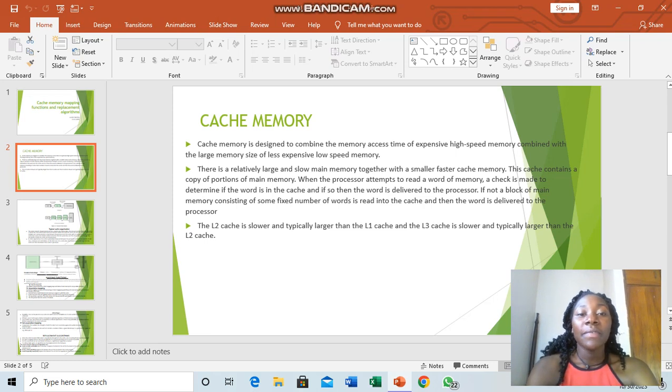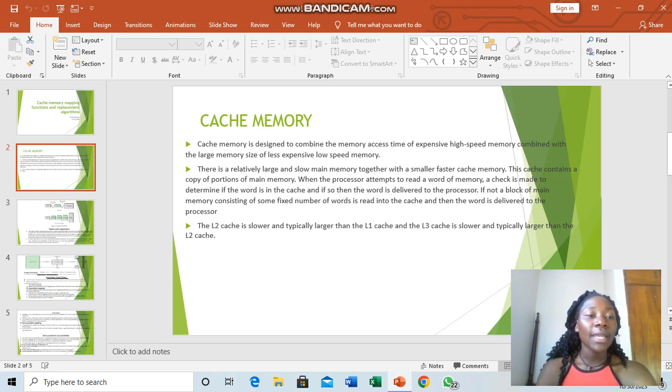There is a relatively large and slow main memory together with a smaller, faster cache memory. This cache contains a copy of portions of main memory. When the processor attempts to read a word of memory, a check is made to determine if the word is in the cache. If so, the word is delivered to the processor. If the word is not in the cache, a block of main memory consisting of some fixed number of words is read into the cache, and then the word is delivered to the processor.